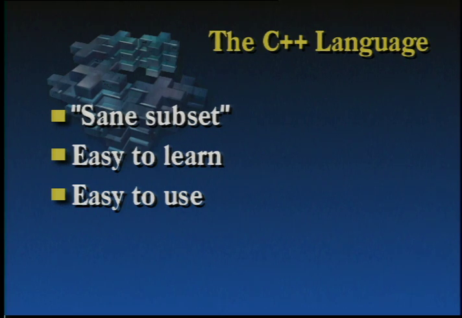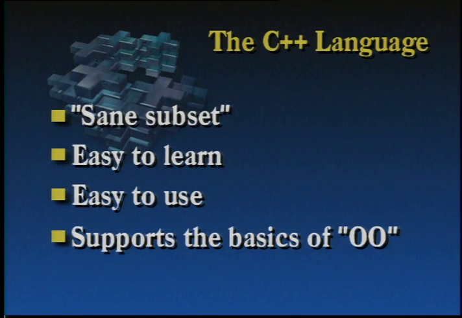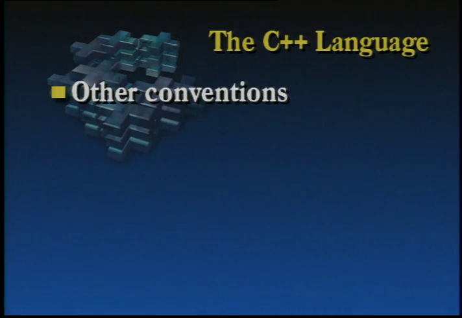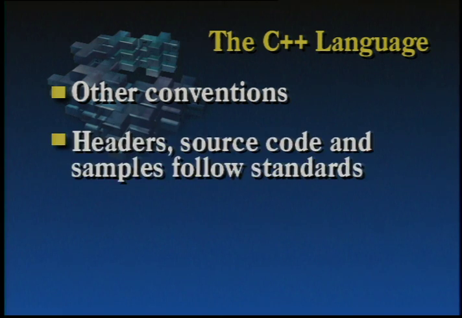Of course, we have to support the basic tenets of object orientation, but we also want to take the features that are provided in C++ and build other conventions on top of them to make it easier to program at a higher level than just the C++ language. It involves everything from naming conventions to how you structure your classes to how they work with the integrated development environment. Of course, the Microsoft Foundation classes, its source code, and all the samples follow these standards and follow the usage of C++, and you can get by with just learning this sane subset of the C++ language.